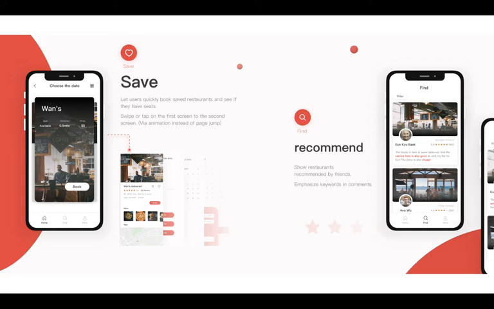And the second function is recommendation, because all of my interviewees don't believe the ratings of the reviews. So how can they believe the ratings of the reviews? Maybe it will be more trustworthy if it is their friend's review. And based on the article research, I can highlight some keywords of the review.